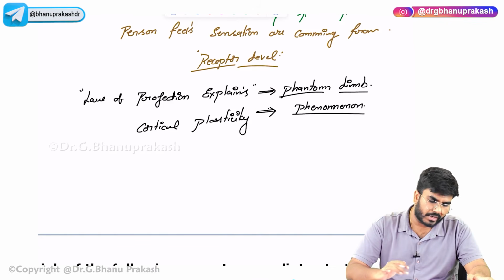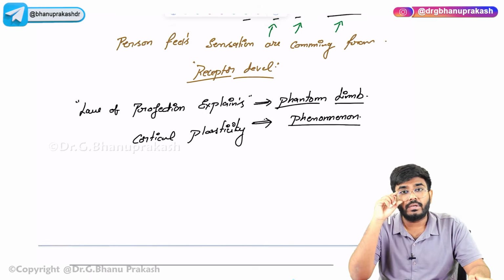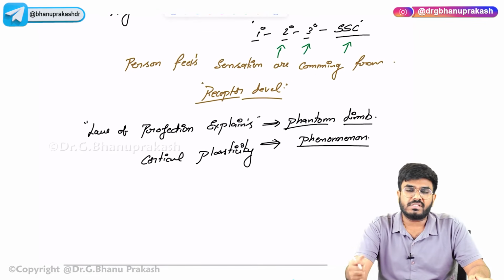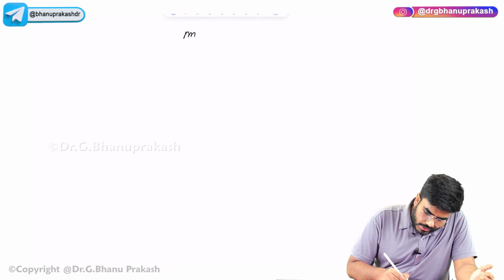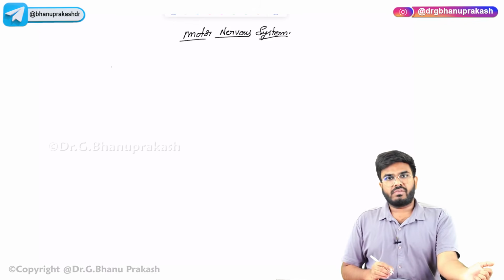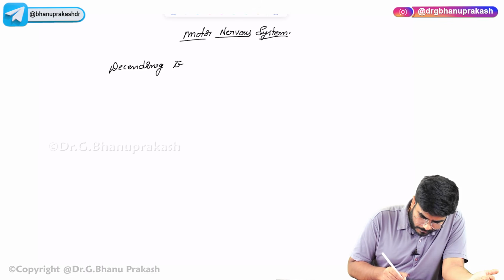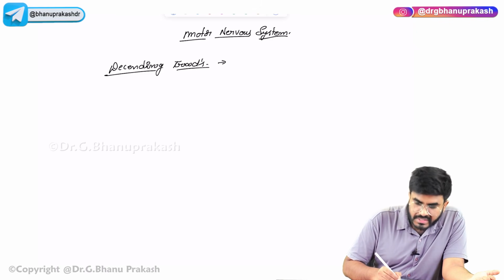All the important points from the sensory nervous system are discussed. Now let's continue discussing the motor nervous system. Now let's begin the motor nervous system. See, in the motor nervous system, the important topics which I want you to know are the descending tracts. So how many types of descending tracts are there?